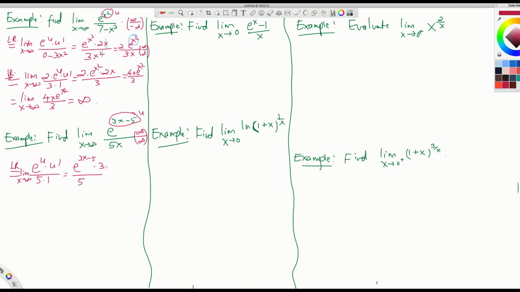So what do you get? If you plug in the limit there, you will get e to the infinity. 3 times infinity is infinity, minus 5. If you subtract a small number from a huge number, that number will still be huge. So I write still infinity when I plug in x tends to infinity, and then multiply by 3 and minus 5, and then times 3 is also infinity, over 5 is infinity. So basically the answer is infinity for this problem too.